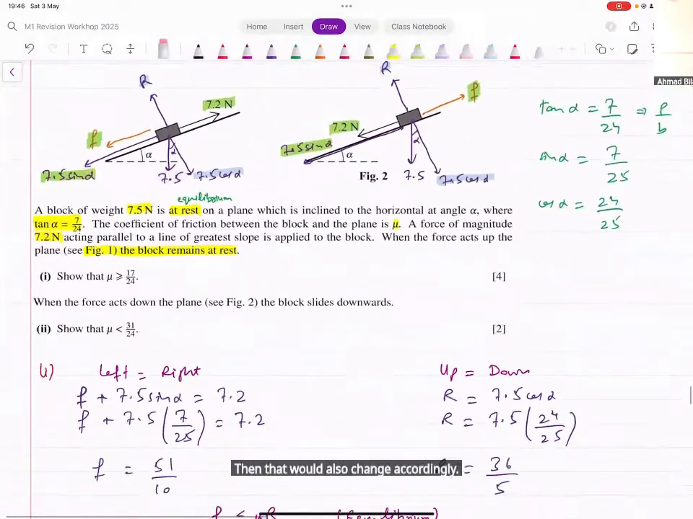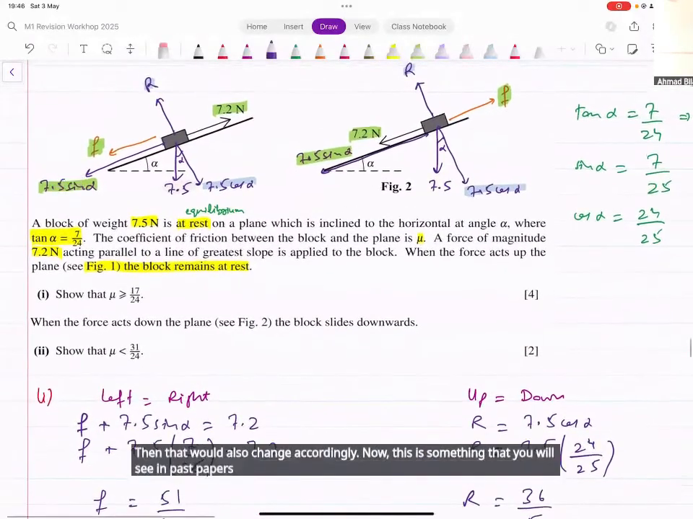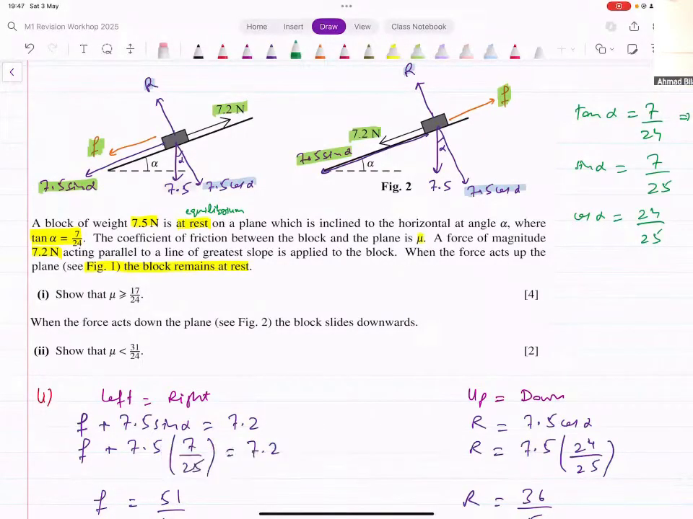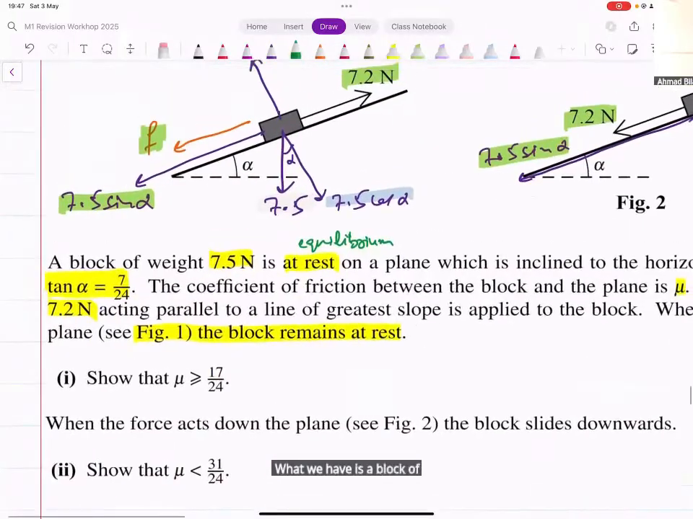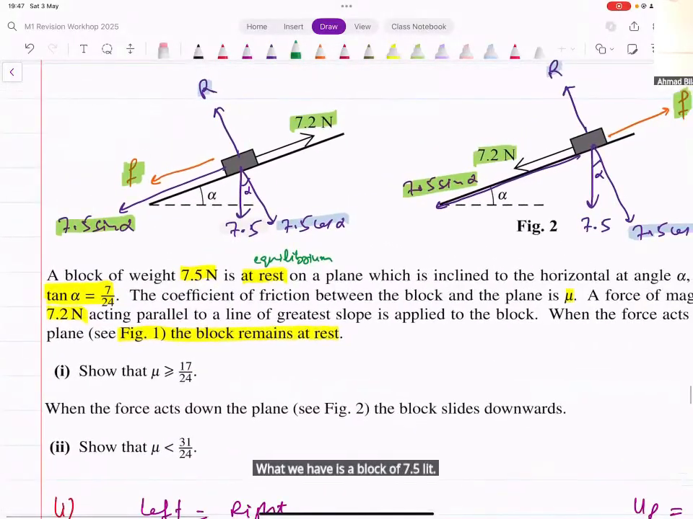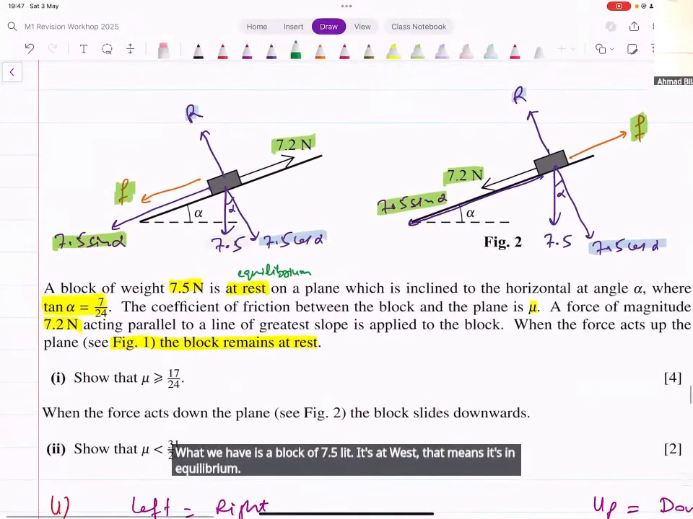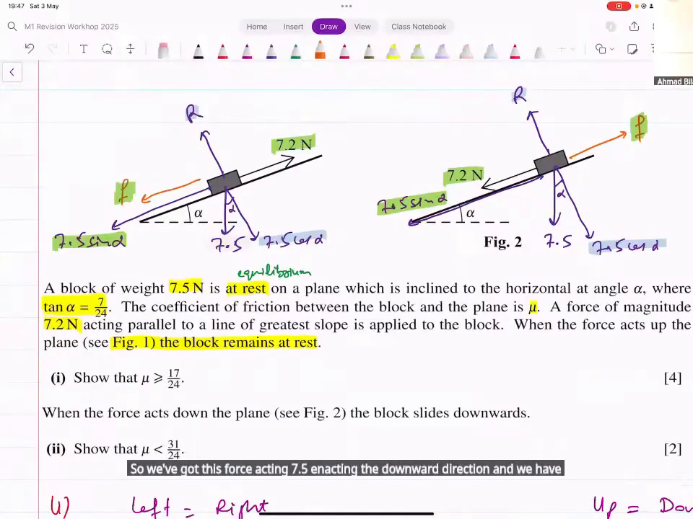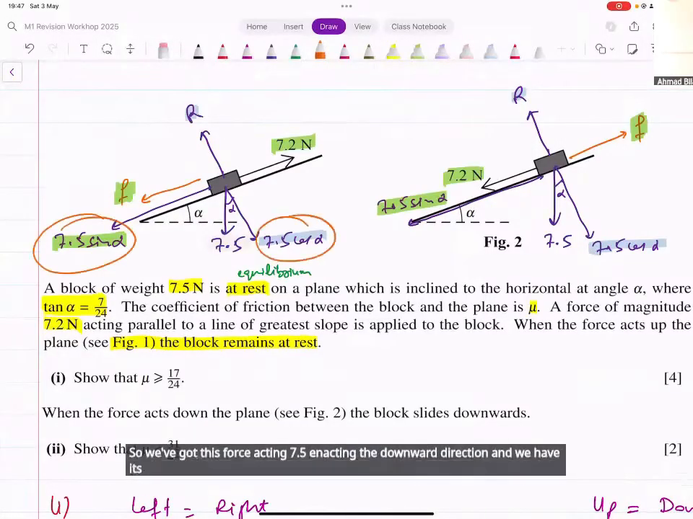Now, this is something that you will see in past papers as well. Sometimes they'll ask you to prove some inequalities, show some inequalities. For example, if we've got something like this, what we have is a block of 7.5 Newton. It's at rest. That means it's in equilibrium. So we've got this force, 7.5 Newton, acting in the downward direction. And we have its components, this direction and this direction. We've got reaction.